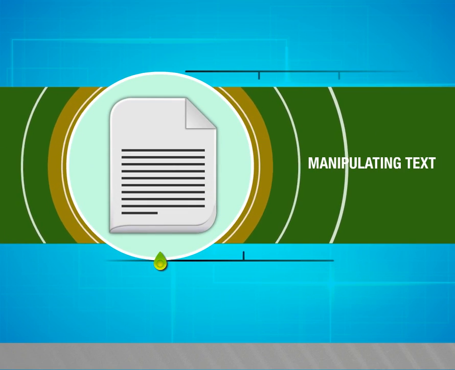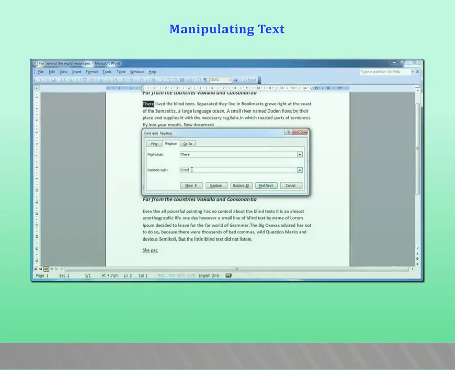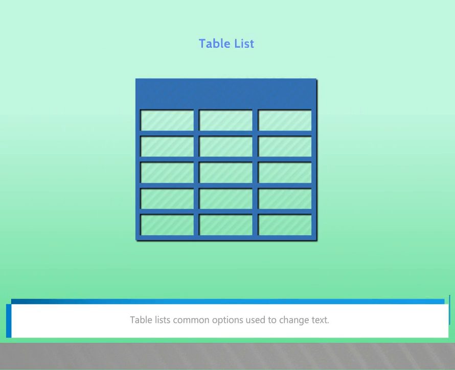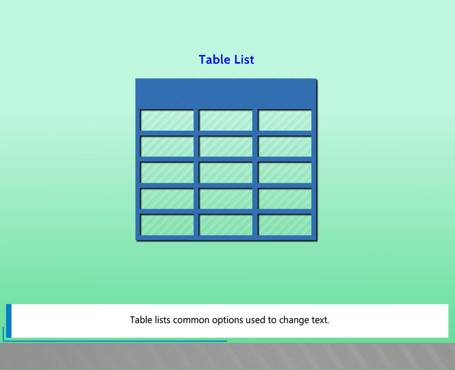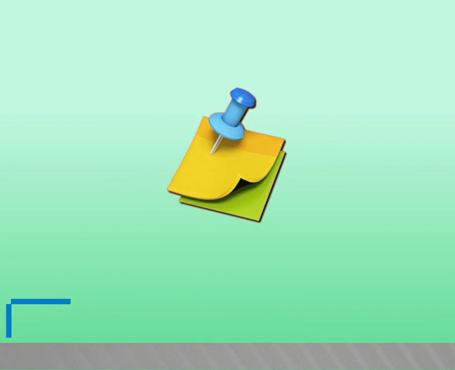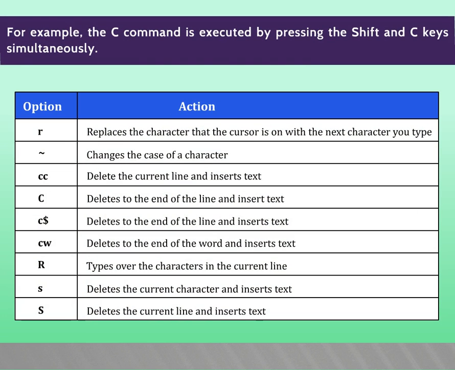Manipulating text. In this video we are going to see about manipulating text. Several commands are available for manipulating text. The table lists common options used to change text. Notice that these commands are case sensitive. For example, the capital C command is executed by pressing the Shift and C keys simultaneously.